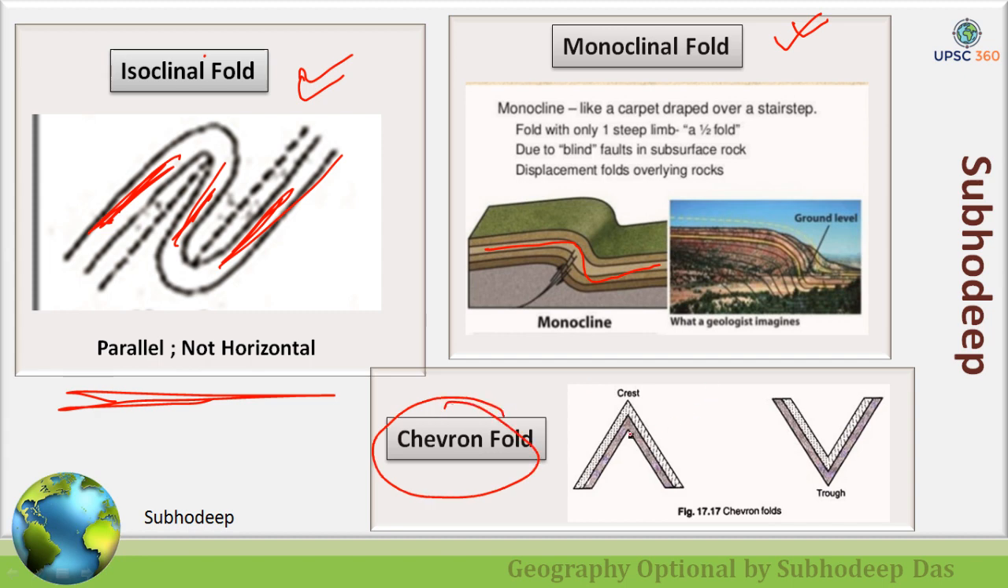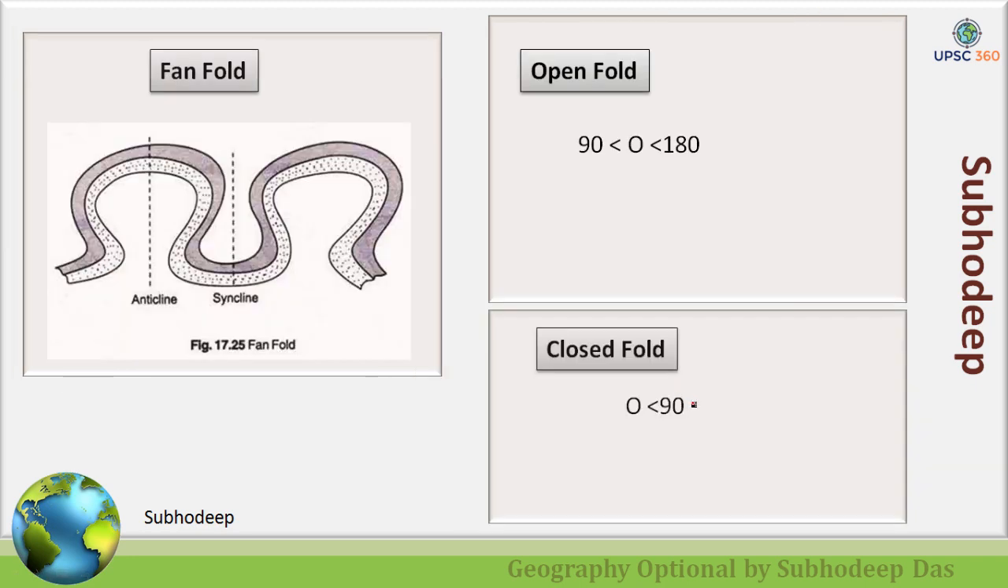In chevron fold, this happens like this, right? The crest will take the shape of an intersection kind of angle, and this is also happening like V-shaped, right? So these kinds of folds are called chevron folds. Next is fan fold. In fan fold, the anticline will resemble a fan.